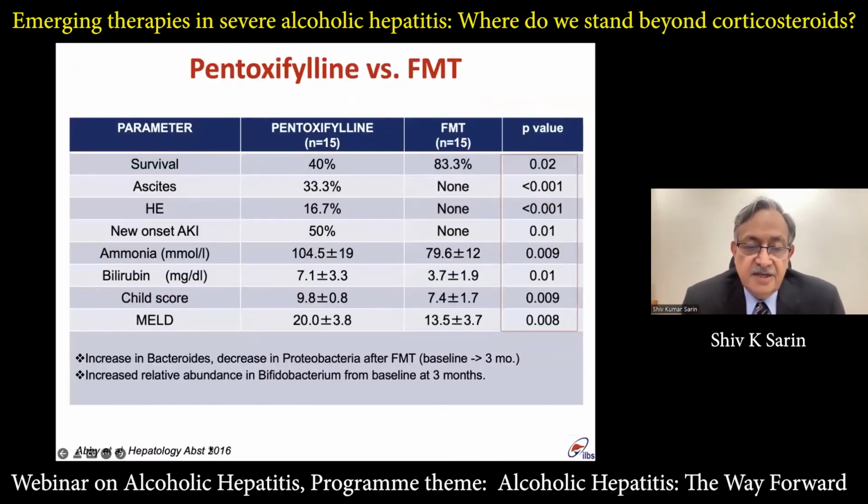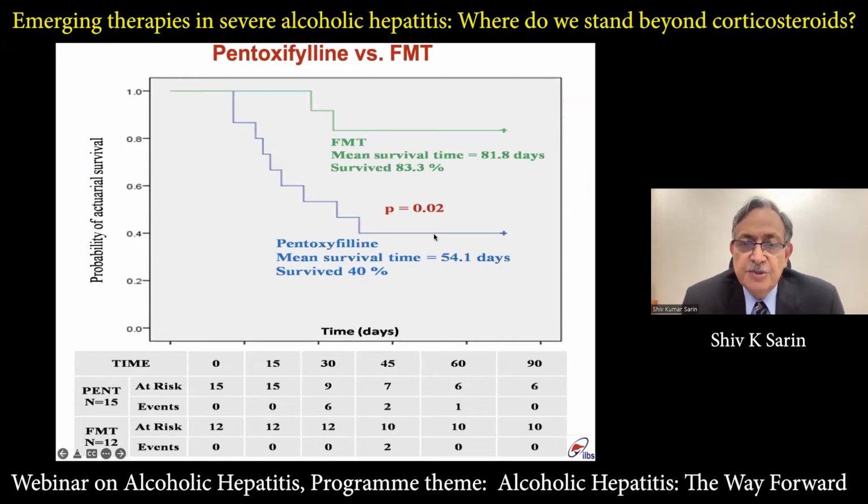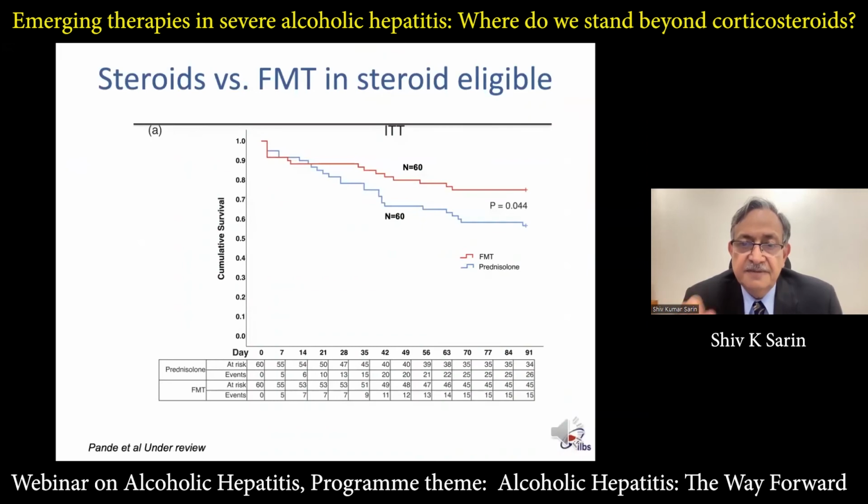This is the second trial, which was pentoxifylline versus FMT, and it also showed substantial benefit in survival, ascites, HE, and many other parameters. This shows you FMT mean survival is 81 days, while pentoxifylline is 54. But since by that time the STOPAH trial had come, we didn't pursue this further.